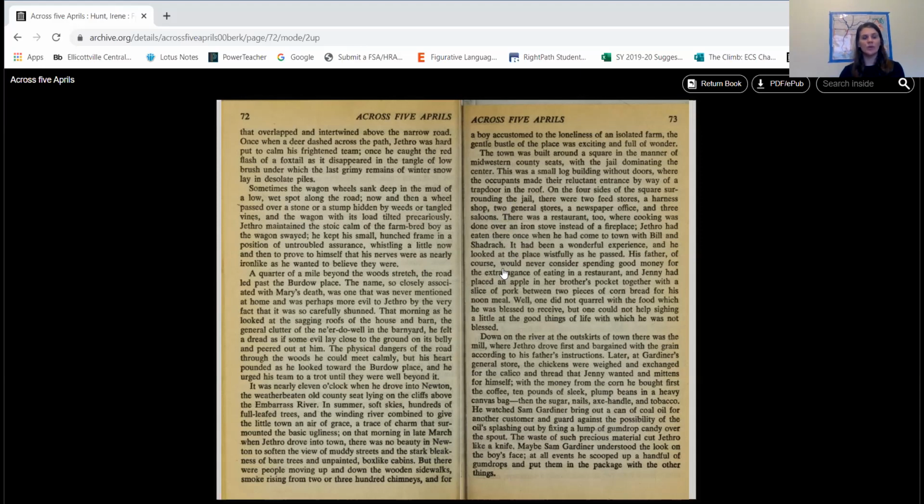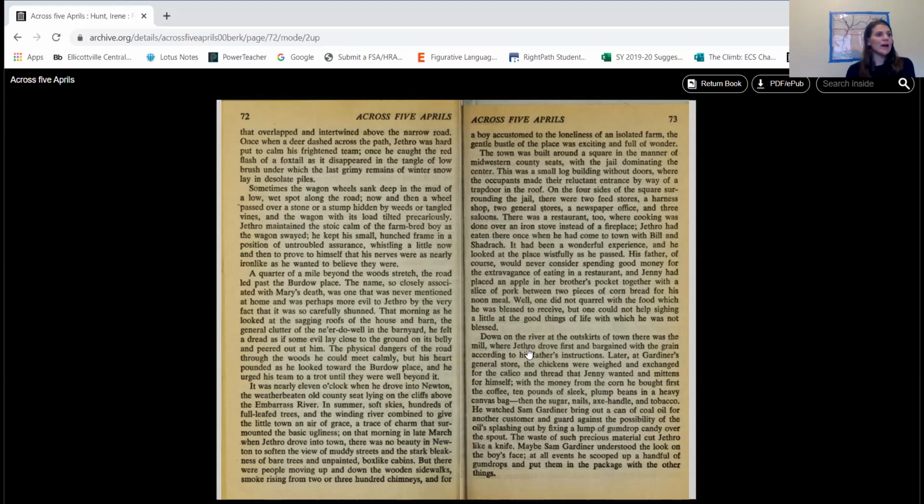His father, of course, would never consider spending good money for the extravagance of eating in a restaurant, and Jenny had placed an apple in her brother's pocket, together with a slice of pork between 2 pieces of cornbread for his noon meal. Well, one did not quarrel with the food, which he was blessed to receive. But one could not help sighing a little at the good things of life with which he was not blessed.